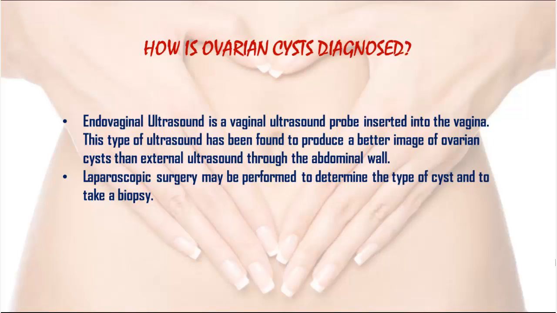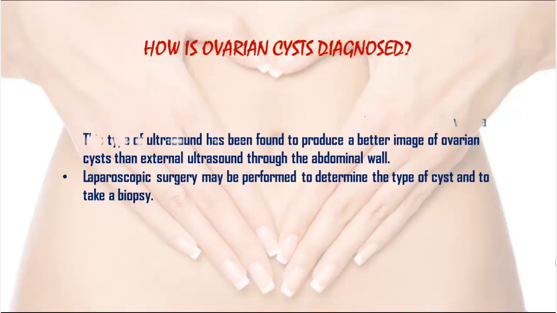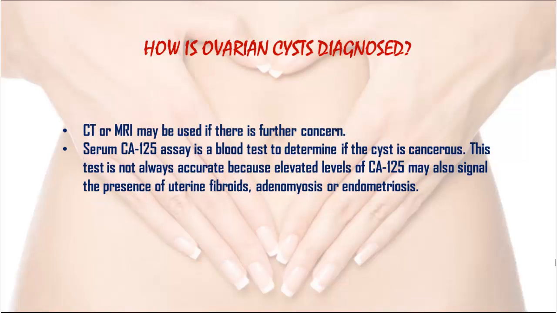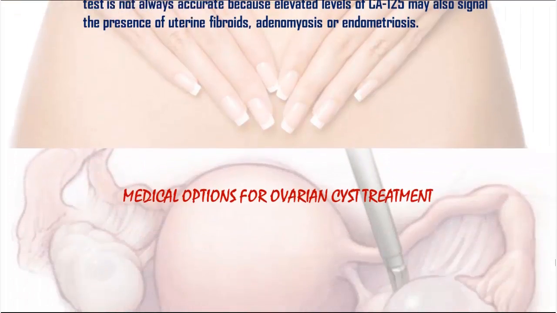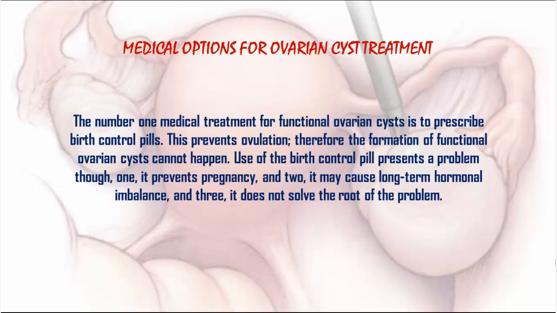Laparoscopic surgery may be performed to determine the type of cyst and to take a biopsy. CT or MRI may be used if there is further concern. Serum CA-125 assay is a blood test to determine if the cyst is cancerous. This test is not always accurate because elevated levels of CA-125 may also signal the presence of uterine fibroids, adenomyosis or endometriosis.